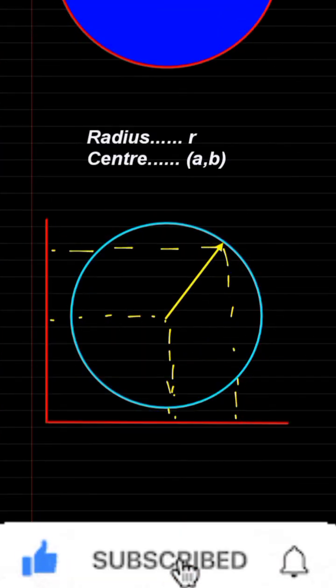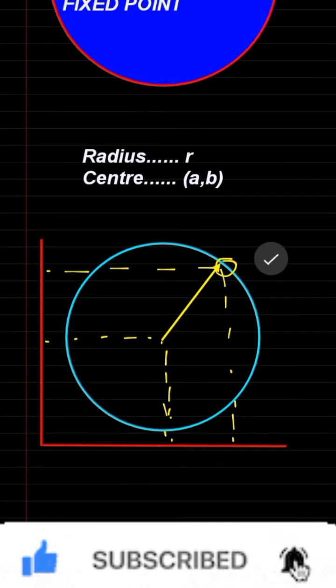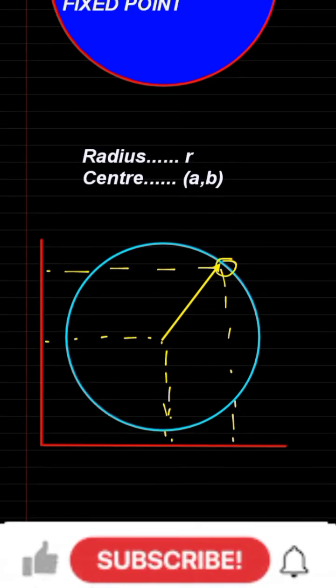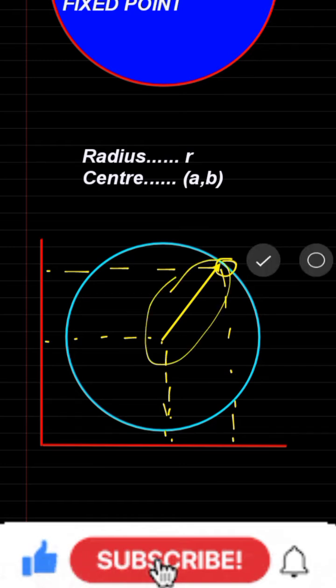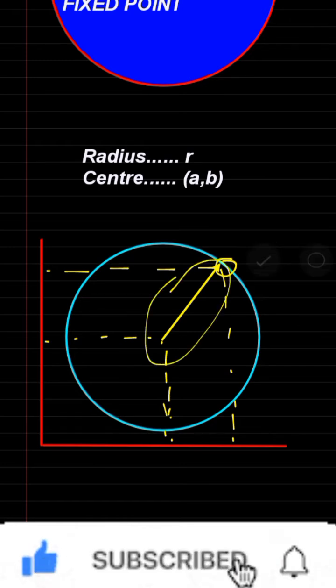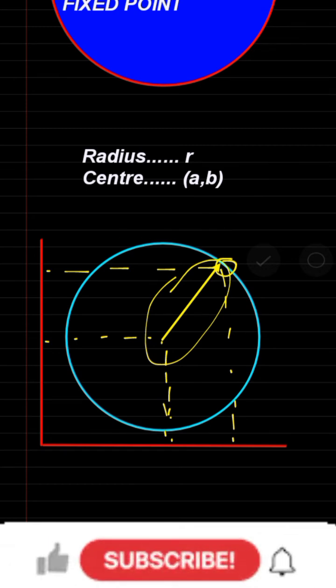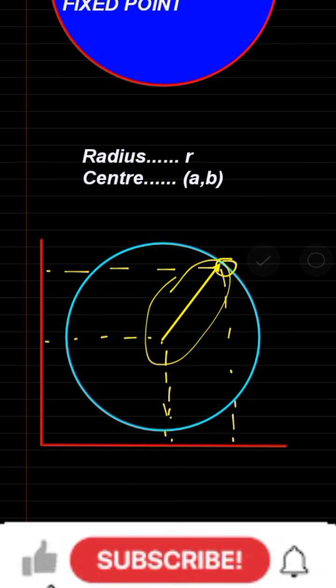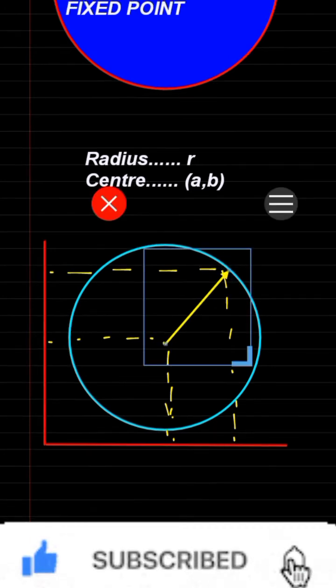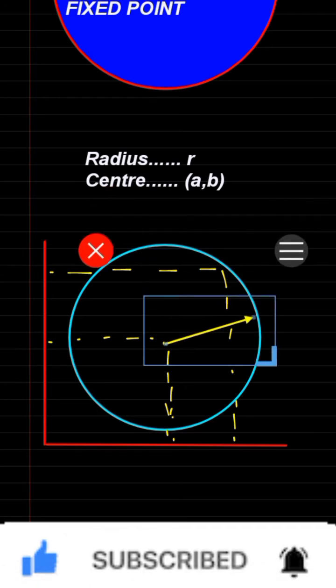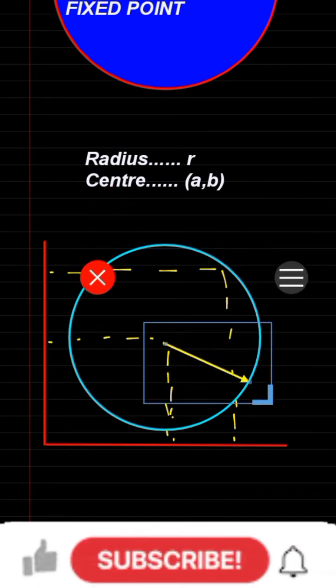Take for instance, we have a point at the tip of this arrow here, and if this point is going to move, the length of this line will never change. So what shape is that point going to form? That is what we refer to as the locus of a point, so that it is always equidistant from the fixed point. The fixed point we are referring to here is the center of the circle. So let's demonstrate that. Take for instance, we have this point moving in such a way that the length of the line will never change.